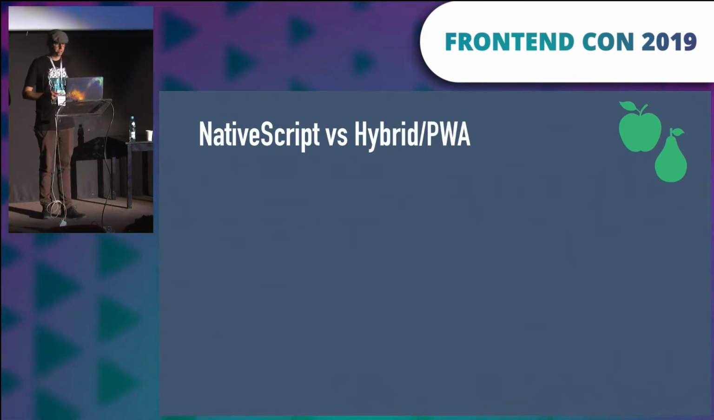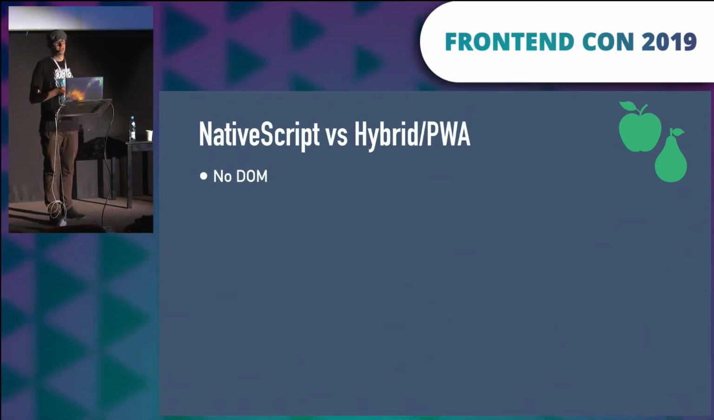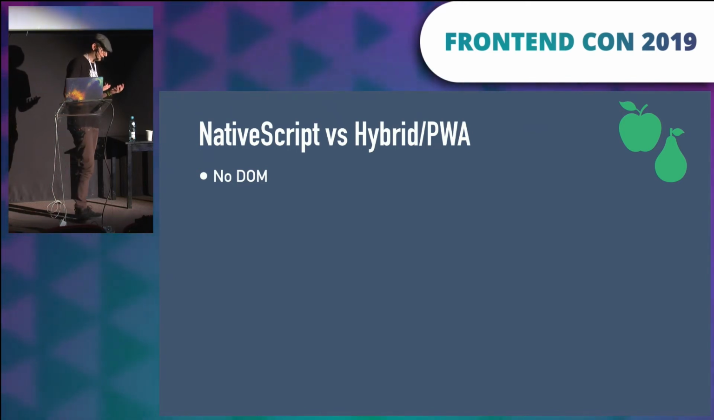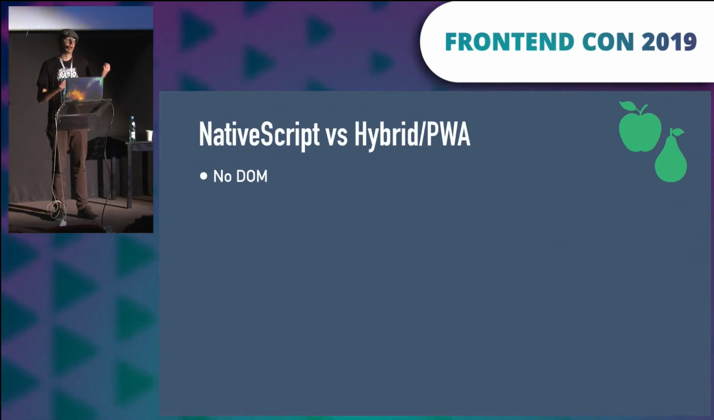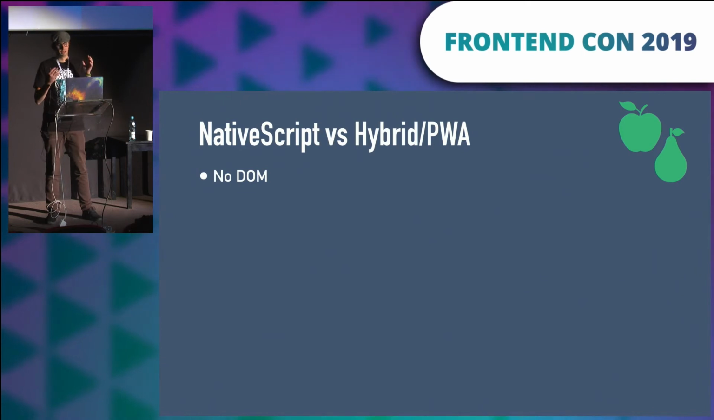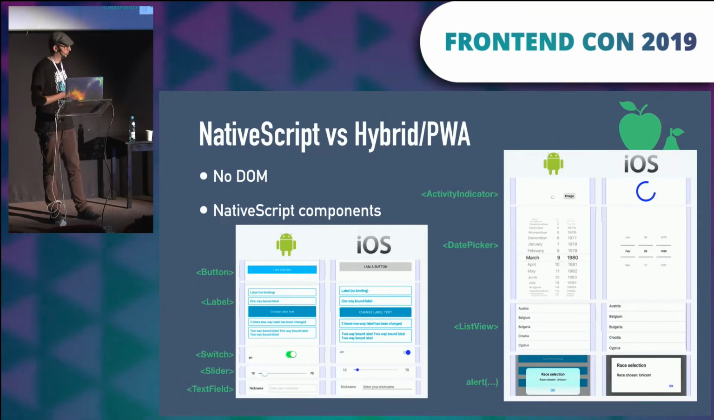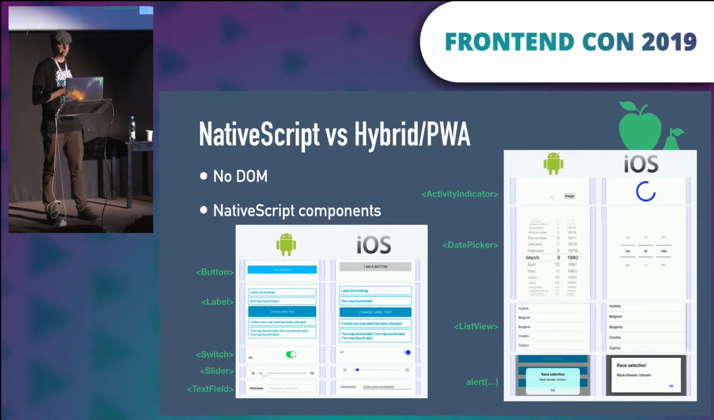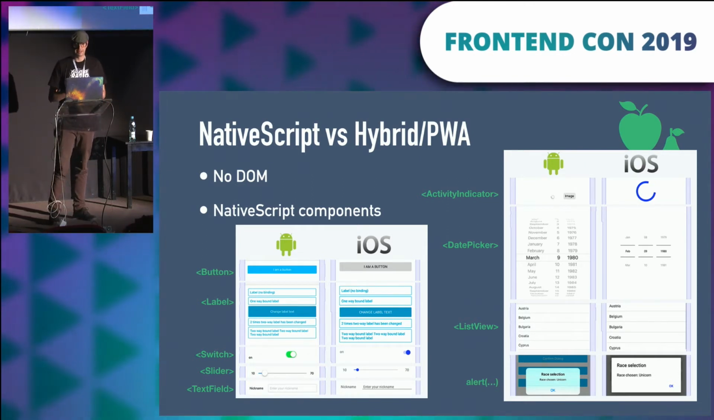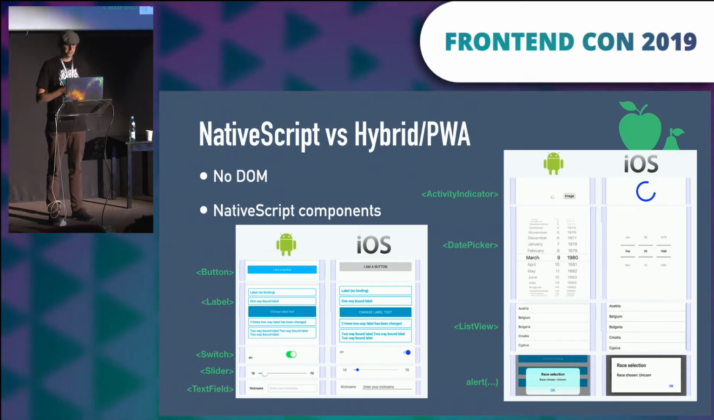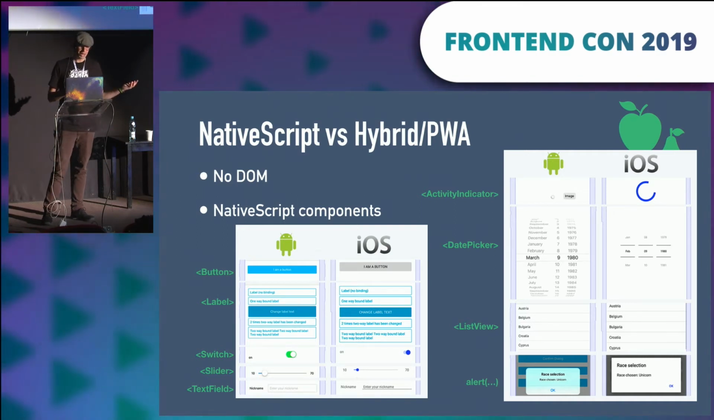So, okay, more differences. There is no DOM in NativeScript. So the way that you build your user interface and access the components it's different. There is actually no DOM. And NativeScript builds or renders into native components. So these are some of the core NativeScript components. You can see there buttons, labels, switch, slider, text field, activity indicator, date picker, list view, and alert for small pop-ups.